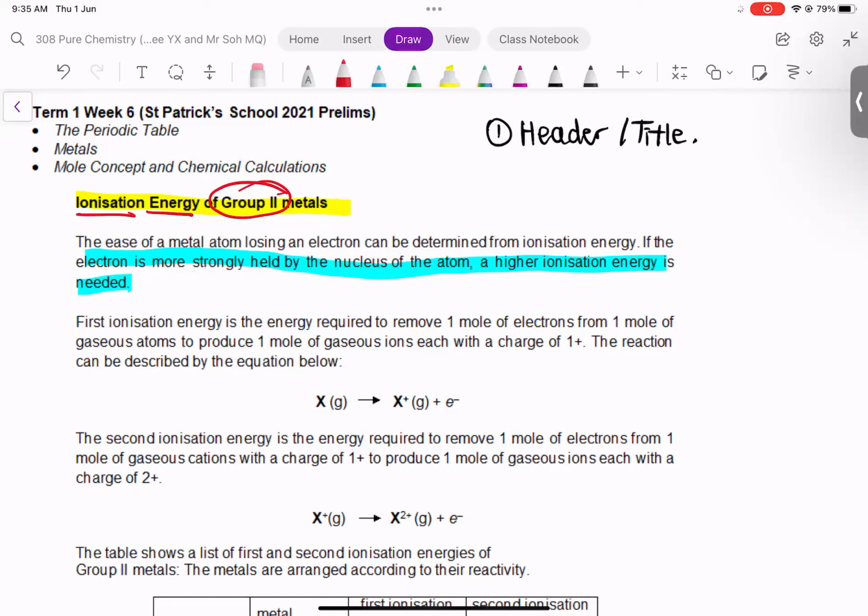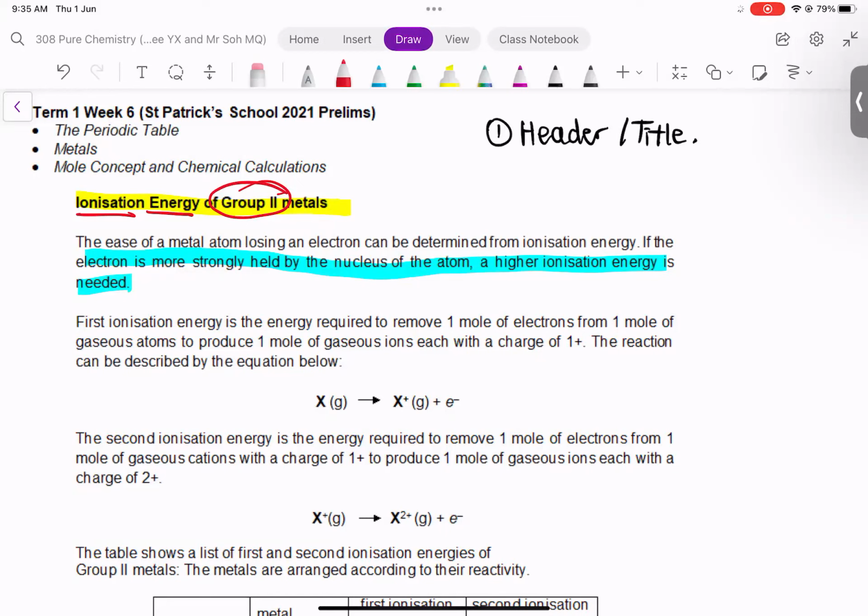So the first trend that you can read is really what I've highlighted in blue. Electron is more strongly held by the nucleus. A higher ionization energy is needed. All right, so this is clearly a trend. How do you recognize trends? You look for words like more, higher, lower, less. So these are words that are comparative. You are comparing things. More strongly held electron, higher IE. All right, so this is a skill.